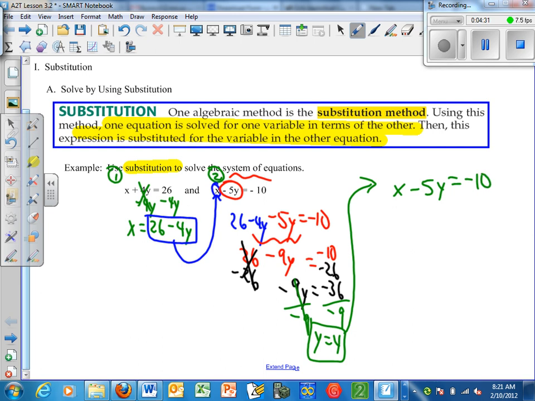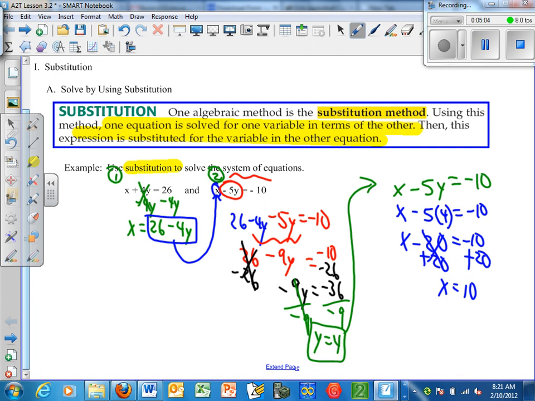It does not matter which equation you go back and put 4 in for y, but I'm choosing the second one. So here's what I'd have. X minus 5 multiplied by 4 is equal to negative 10. Which would be x minus 20. X minus 20 is equal to negative 10, and then I would add 20 to get rid of it. So x would be 10.